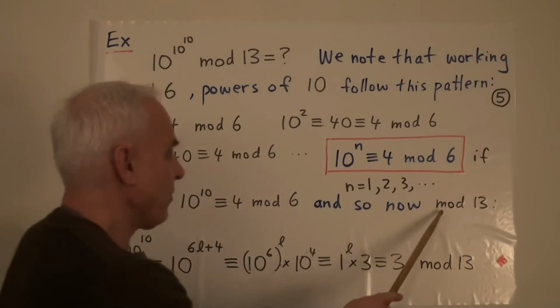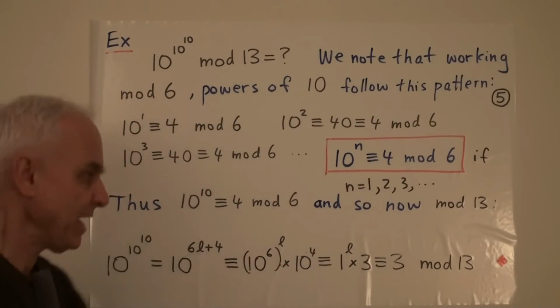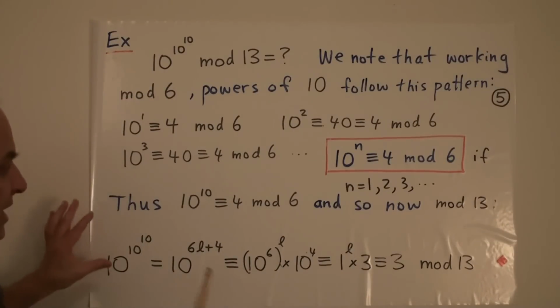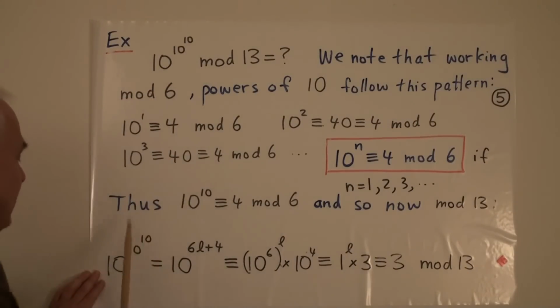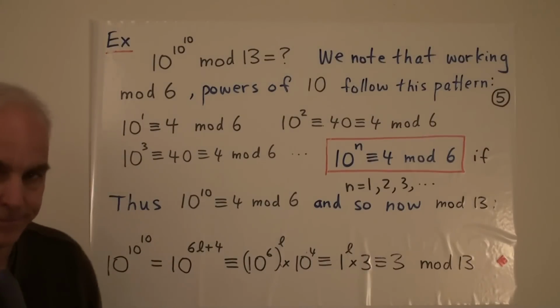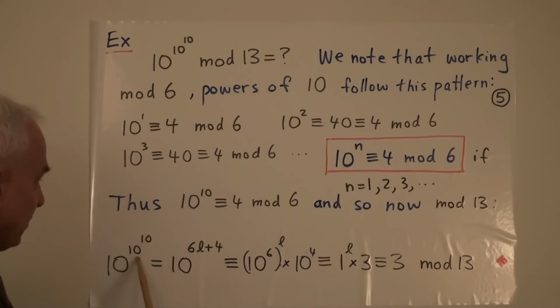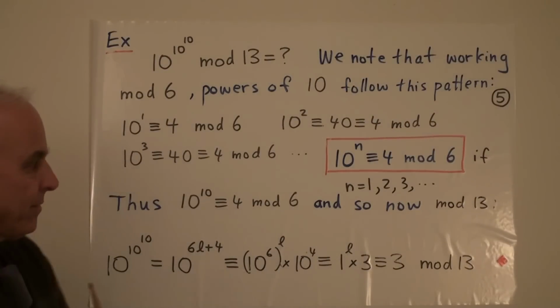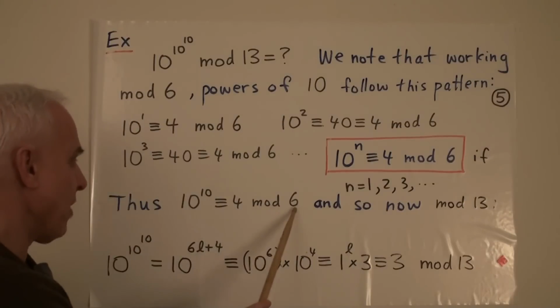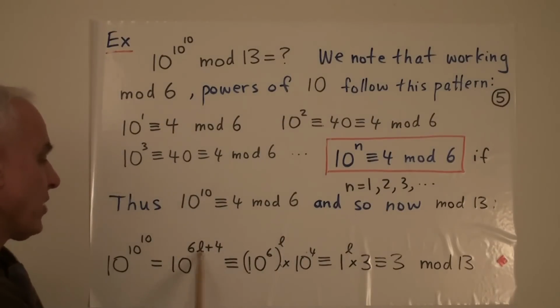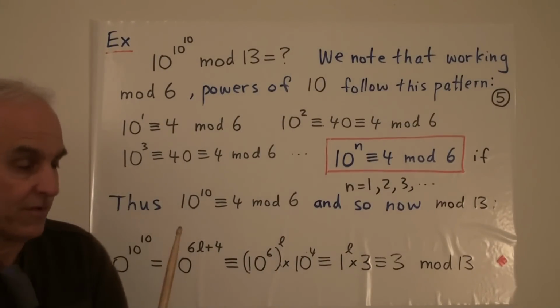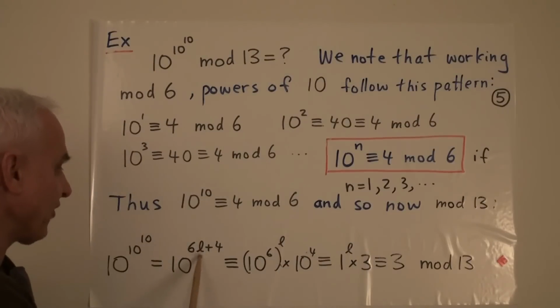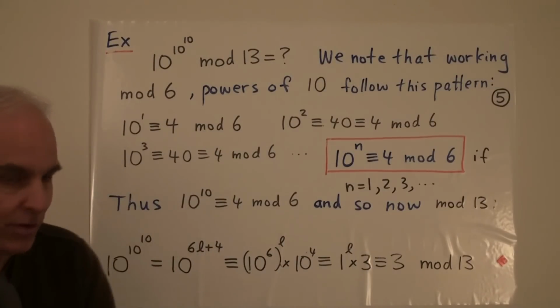And so now if we switch to mod 13, here now is the mod 13 calculation. The original 10 to the 10 to the 10. We've just decided that this 10 to the 10 here is congruent to 4 mod 6, so that this whole thing here, this 10 to the 10, can be replaced with 6L plus 4. That's what this is saying, that it's a multiple of 6 plus 4. And I don't really care what that L is, as we'll see very shortly. It's just some multiple of 6 plus 4. It's the plus 4 that's critical.